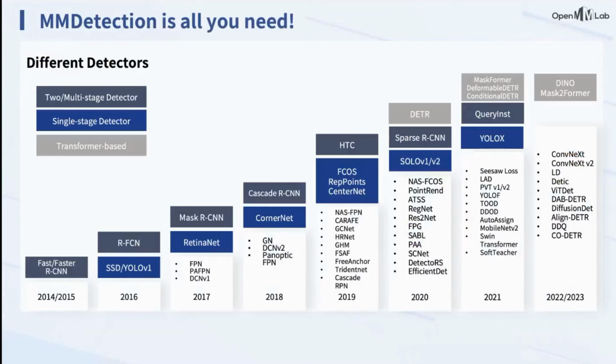So in MMDetection, basically we have already supported many object detectors since the first R-CNN in 2014. And till now, we already support many two-stage detectors, single-stage detectors, and many detection transformers, including the state-of-the-art one-stage detector RTMDet, and also the most recent detection transformers like CoDETR and DDQ.